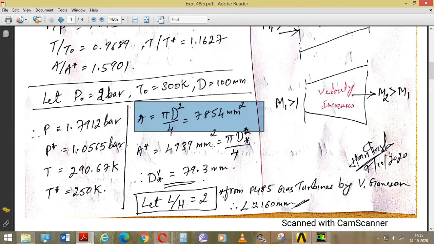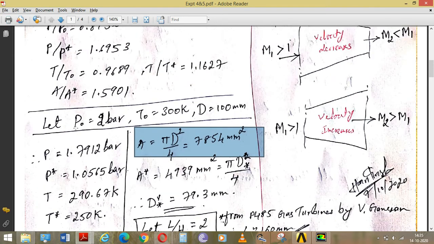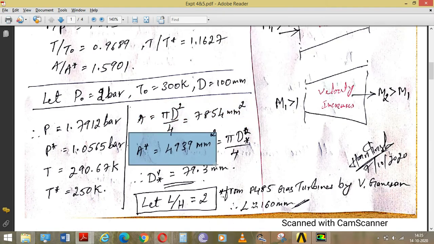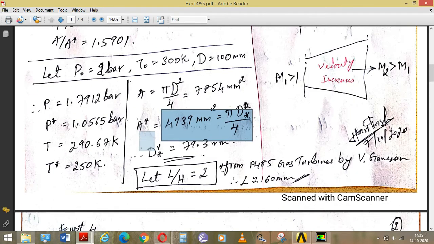Okay, and using this A by A star, I am finding A star. I got this 4939 mm square. Using this value with pi D star square by 4, I'm finding D star. I got 79.3. I assumed it as 80 in geometry, drawing the geometry in Fluent.